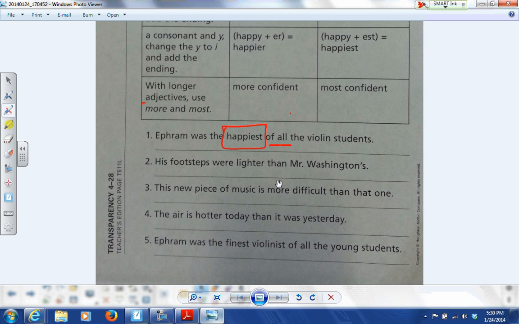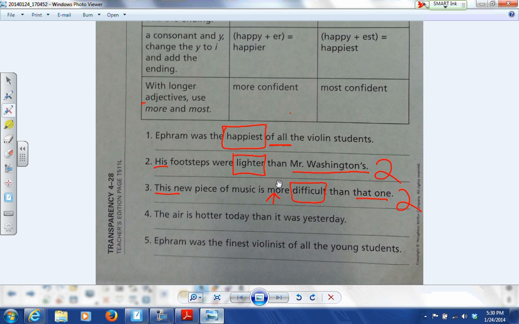All right, his footsteps were lighter than Mr. Washington. So now we're talking about his and Mr. Washington. There's only 2 people. Okay, so that's why we have lighter and not lightest. This new piece of music is more difficult than that one. So this one, that one, 2. Okay, but we're using the adjective difficult. So we're going to add a more difficult instead of making it difficulter or difficultest. It's just going to be more difficult because difficult is a bigger word.